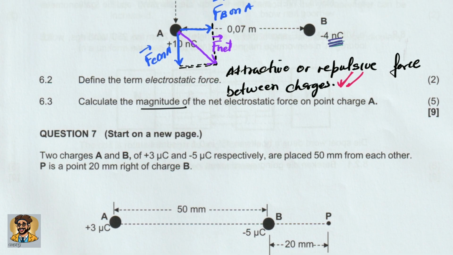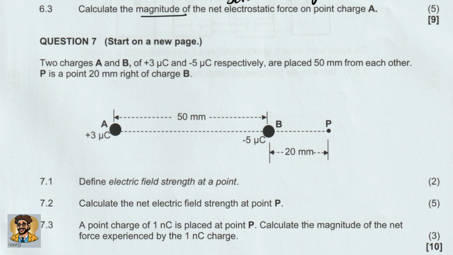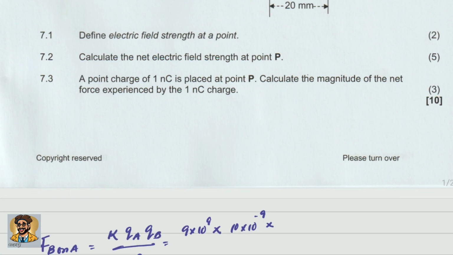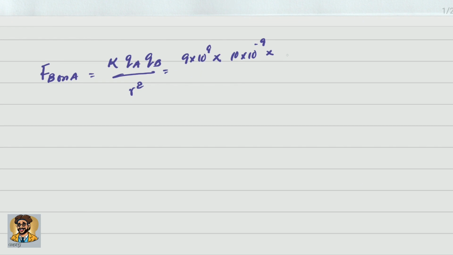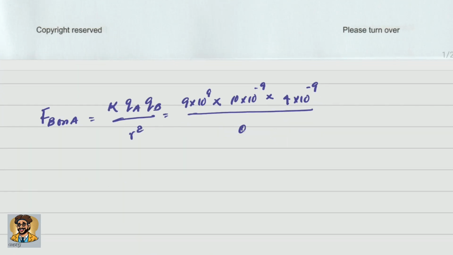Let's go to the picture real fast. Charge A is positive 10 nanocoulombs, so it is 10 times 10 to the minus 9, times charge B, which is negative 4 nanocoulombs. Remember, do not substitute the sign in here. So it's 4 times 10 to the minus 9, divided by the distance, which is 0.07 meters, squared. And the answer here is going to be 7.35 times 10 to the minus 5 Newton.